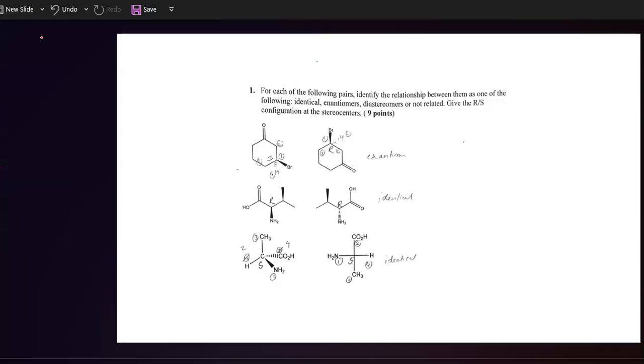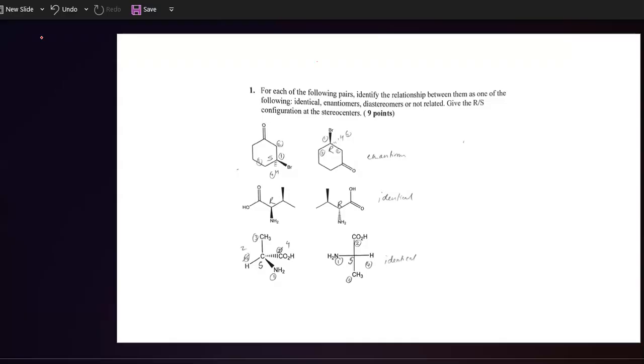Next question is from chapter 5, and we are looking at figuring out whether they are enantiomers, identical, or if they are diastereomers, or if they are meso compounds. So for that, you will have to look at the chiral centers, if there are any, and then give the configurations, the absolute configuration at the chiral center.